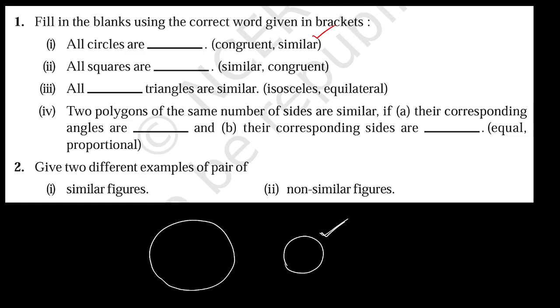So I hope you understood the first question. All circles are similar. I am teaching you the chapter on triangles, a very tough chapter. You might have noticed that in 9th standard there is a chapter on triangles, and you found it very difficult, right? So this one is clear. The second one: all squares are similar or congruent. Which one is correct?